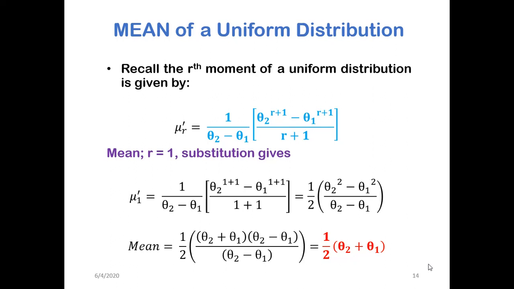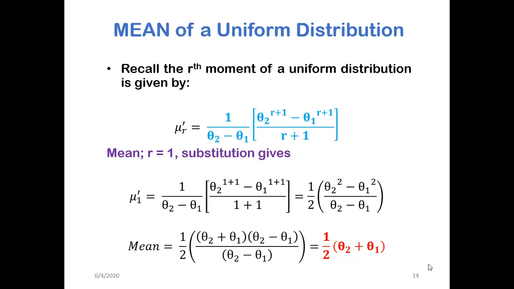So we have the equation on the right: a half, meaning the 1 plus 1 from the denominator is a half. Then the numerator is θ2 squared minus θ1 squared, over θ2 minus θ1. In the numerator, the difference of two squares, θ2 squared minus θ1 squared, comes from mathematics concepts. Upon simplification, this is simply written as θ2 minus θ1 times θ2 plus θ1, and the θ2 minus θ1 goes away.